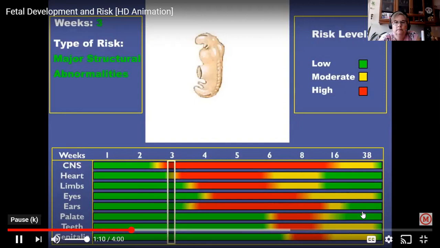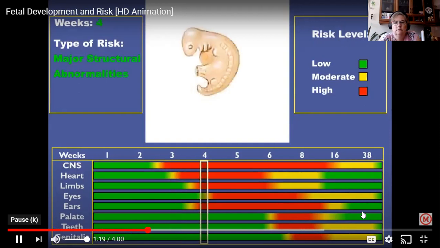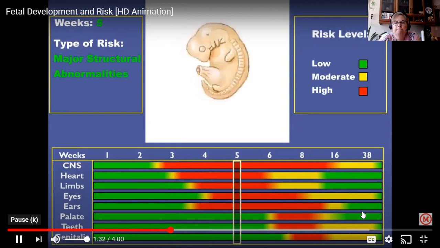The development of the central nervous system continues for 16 weeks, so the central nervous system is at high risk throughout that period. At 4 to 5 weeks, the central nervous system, heart, limbs, eyes, and ears are all developing and readily affected by inadequate nutritional status. For the heart and limbs, risks diminish after 6 weeks. For eyes and ears, the risks continue for 8 and 9 weeks longer. After 9 weeks, some of these risks diminish.